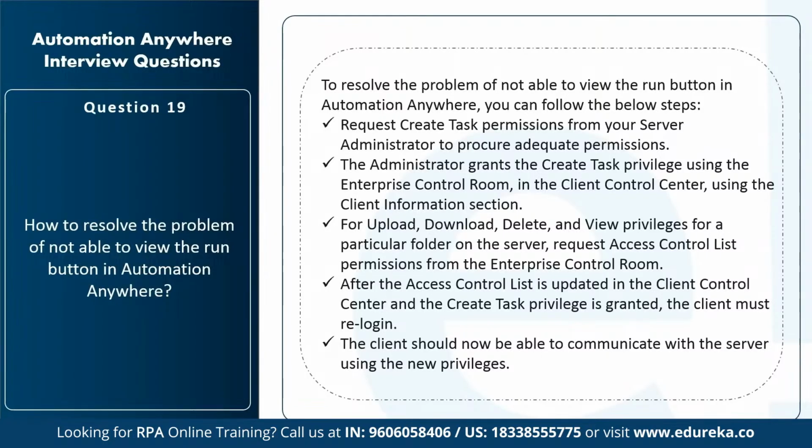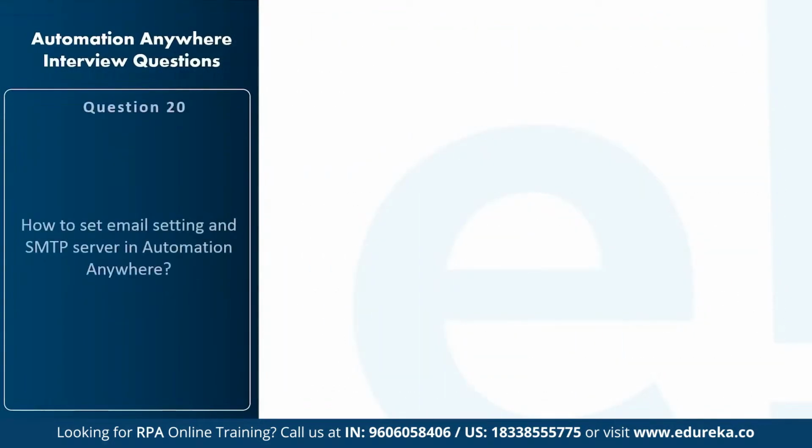After that, the access control list is updated in the client control center and the create task privilege is granted, and the client must re-log in. So with the steps that I just explained, the client should now be able to communicate with the server using the new privileges. That's how you can resolve the problem of not being able to view the run button in Automation Anywhere.